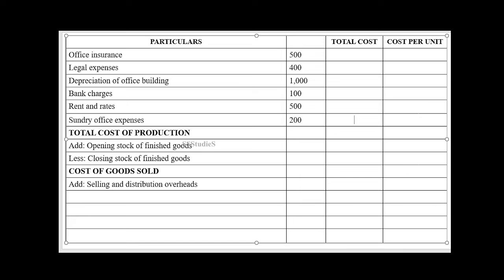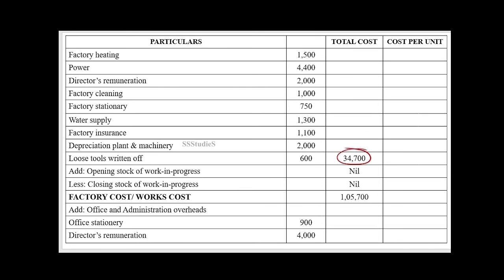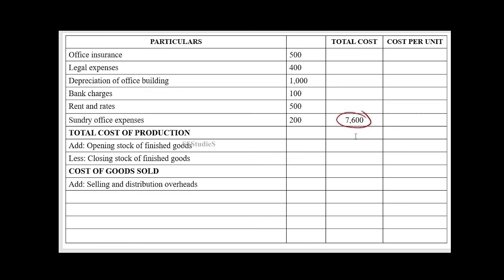If we add all these office overheads, we get 7,600. And then this 7,600, if we add it to the factory cost, that is 1,05,700, we get total cost of production. So total cost of production will be 1,13,300. Next, opening stock of finished goods and closing stock of finished goods. We don't have this information. So cost of goods sold will be 1,13,300.